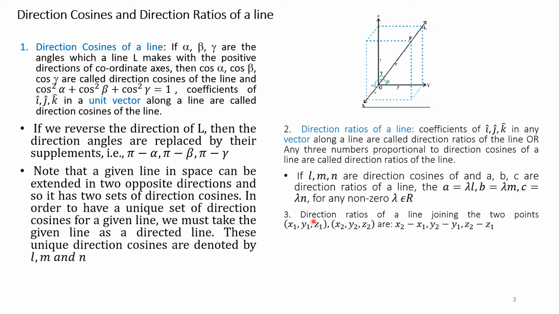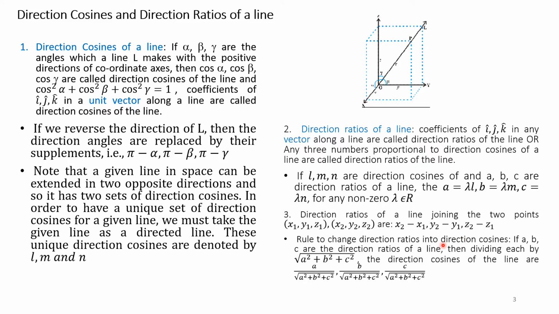Point number 3: Direction ratios of a line joining two points. If the first point is x1, y1, z1 and the second point is x2, y2 and z2, then the direction ratios are given by x2 minus x1, y2 minus y1 and z2 minus z1. These are the direction ratios of the line joining two points.